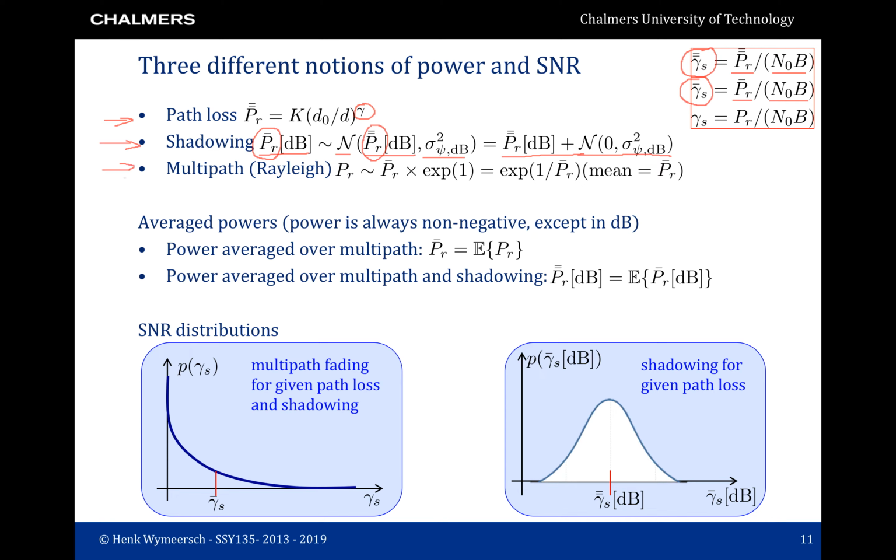Finally, after multipath, in the case of Rayleigh fading, the instantaneous power is the average power after path loss and shadowing times an exponential random variable. So the mean should be P_R bar. We can generate many realizations of the multipath with the given mean, P_R bar. Then of course we have an SNR after path loss, shadowing, and multipath fading, which we denote by gamma_s, no more bars, and this is equal to the received power after path loss, shadowing, and fading divided by the noise power.